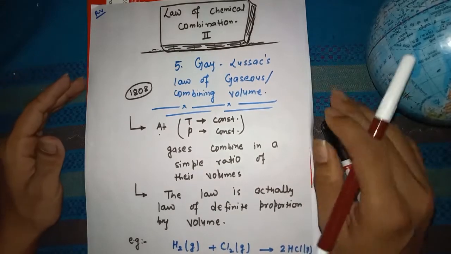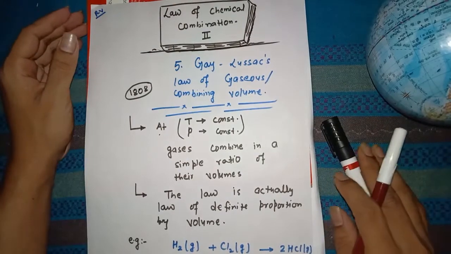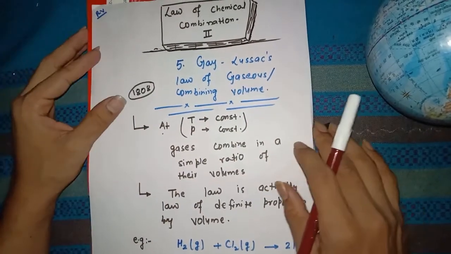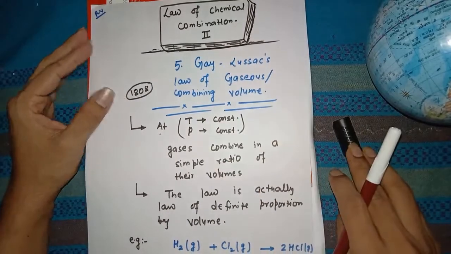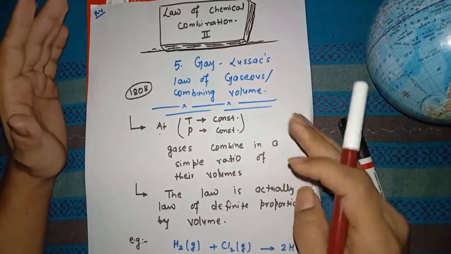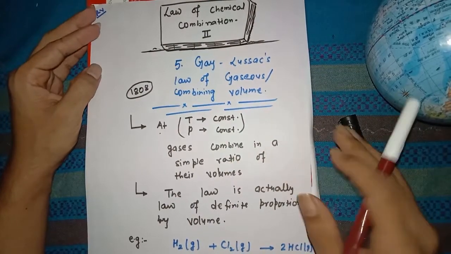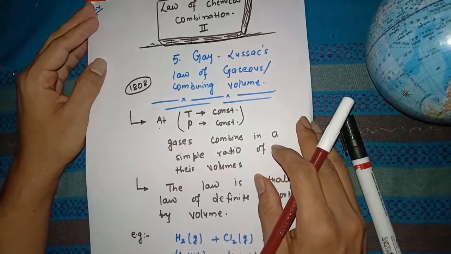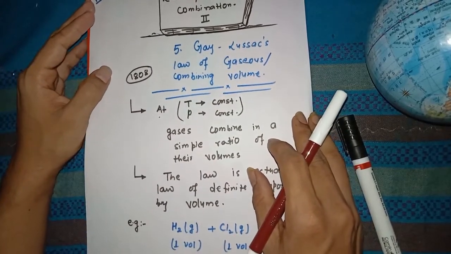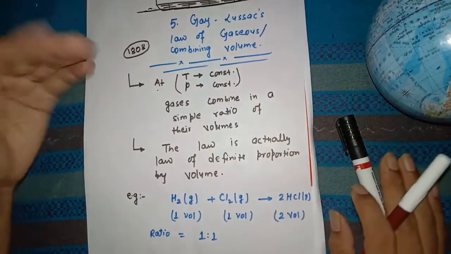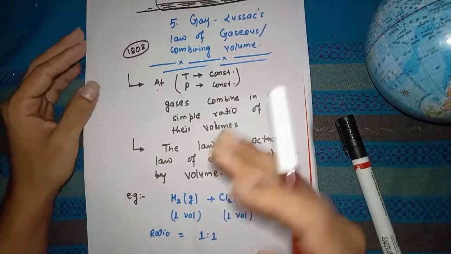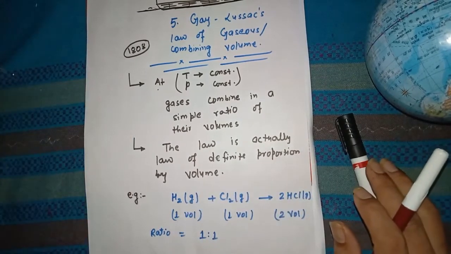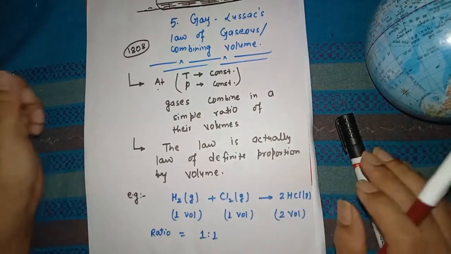Hello dear learners. In this lecture, I am going to deal with another law of chemical combination. Here is the law of gaseous volume or law of combining volumes, which is given by Gay-Lussac. This law states that if temperature and pressure are kept constant, then gases always combine in a simple fixed ratio by their volume.